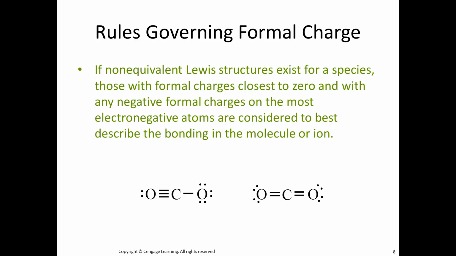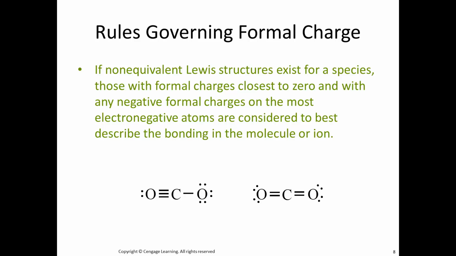Now, if we have non-equivalent Lewis structures which exist for a species, those with formal charges closest to 0 and with negative formal charges on the most electronegative atoms are considered to be the best Lewis structures describing the bonding in a particular molecule or ion.